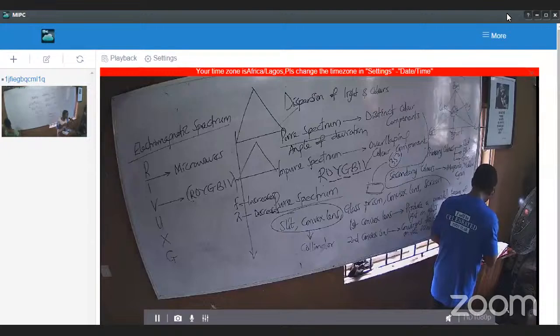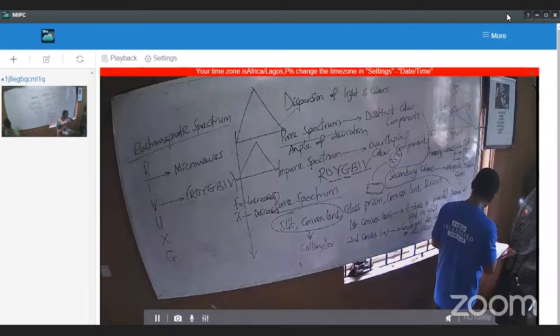Option A, white light consists of a mixture of 7 different colors.